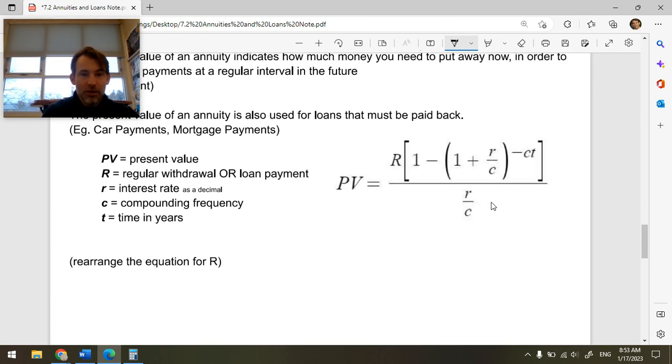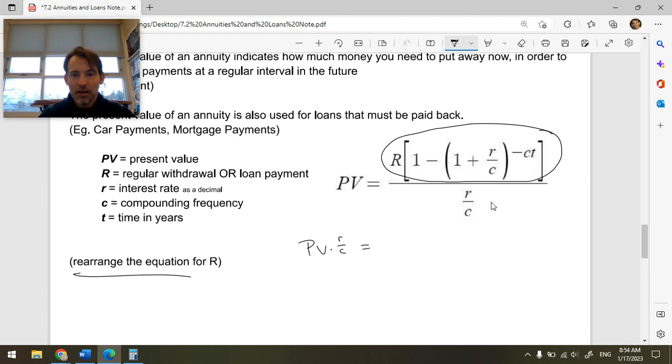So here is our new formula. Let's go ahead and rearrange the equation for R so we can solve two different types of problems. So here I'm going to multiply both sides by R over C. And so I'm going to have PV times R over C, and then that's going to be equal to all this stuff on the top, because this has been moved over by multiplying both sides by that. And so now all I need to do is divide by this big chunk, and I have solved it for R. So if you can start doing these in your head, that's fantastic.